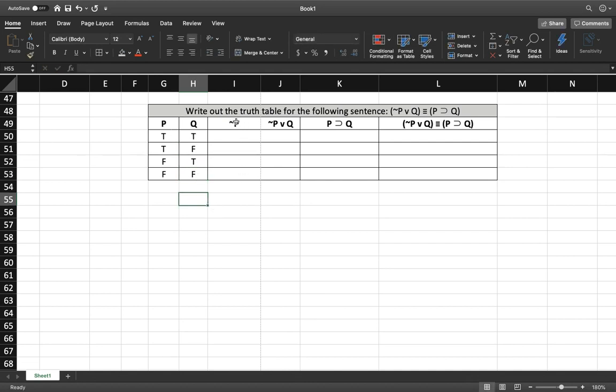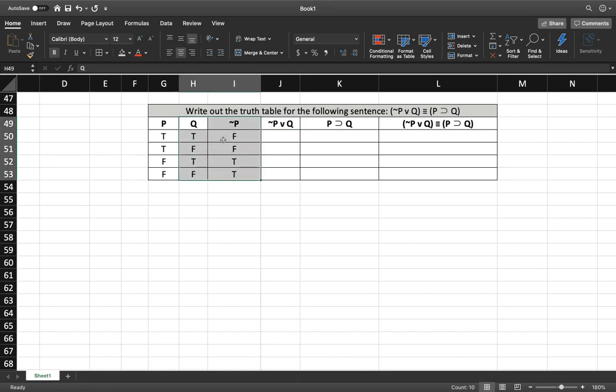Now this column here is not P. That's just the opposite truth value of P. So let's do false, false, true, and true. Okay. This right here, not P or Q, is a disjunction. A disjunction is only true when one of the disjuncts is true. So we're looking at these two columns here.